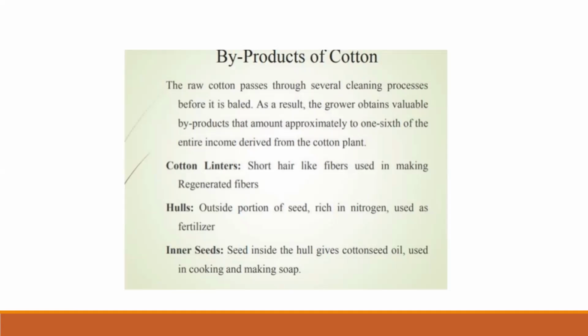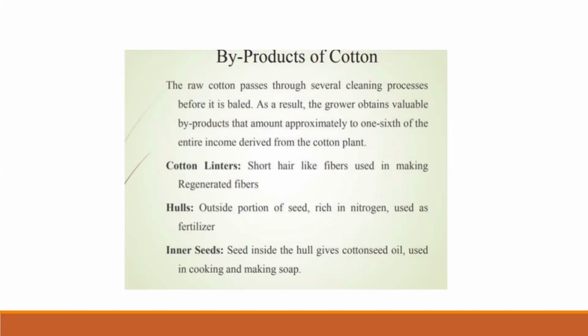What is this? This is cotton linters. When we separate the short fibers, known as absorbent cotton, from the raw cotton, the long fibers are helpful in making cloth. So what do cotton linters do? These are the short hair-like fibers used in making regenerated fibers.